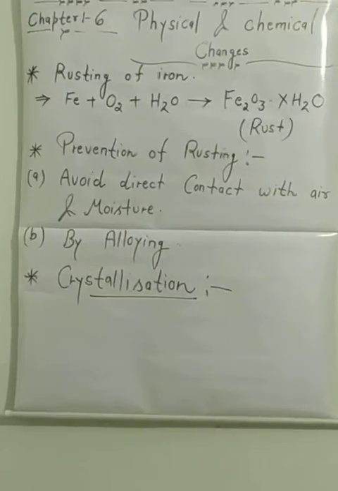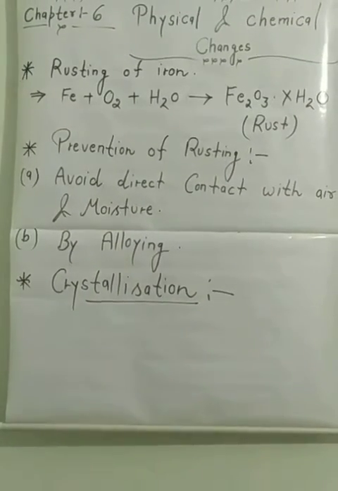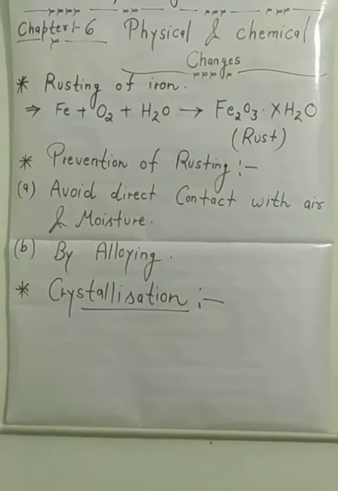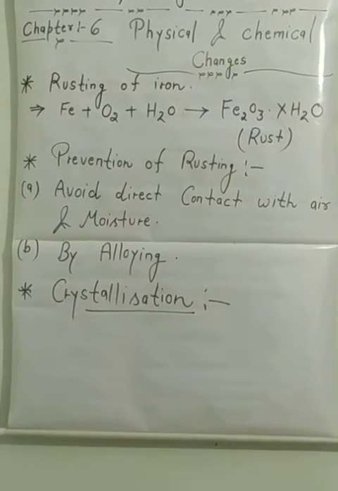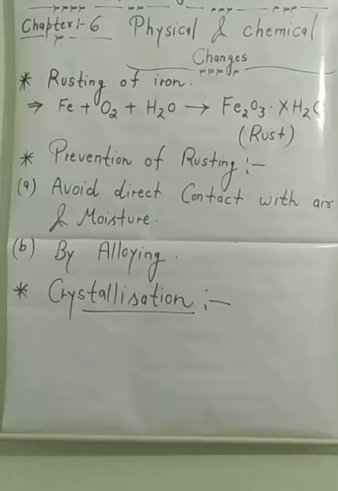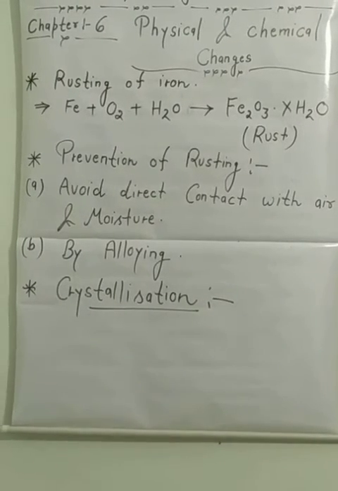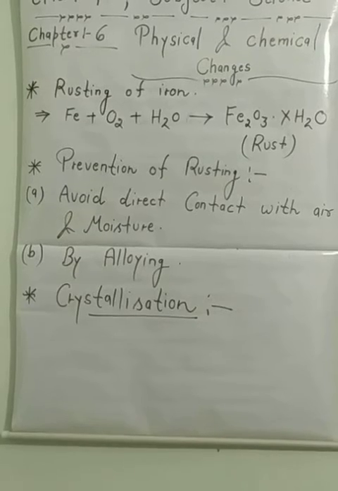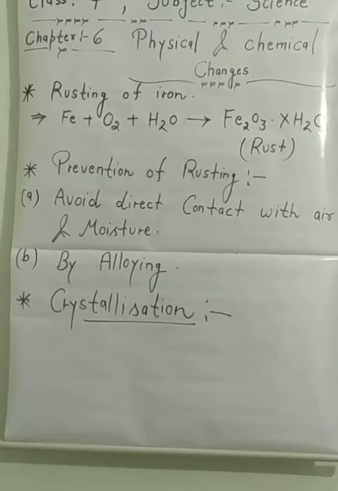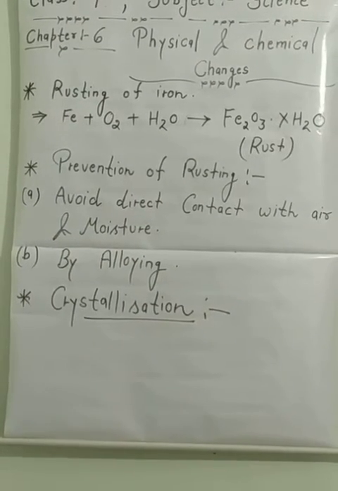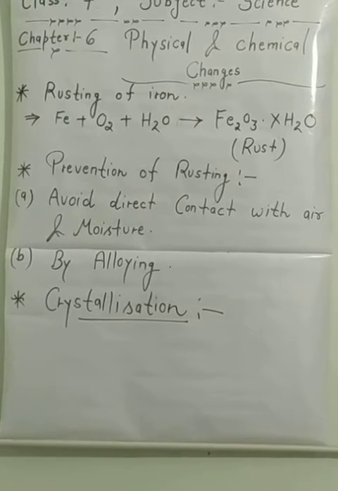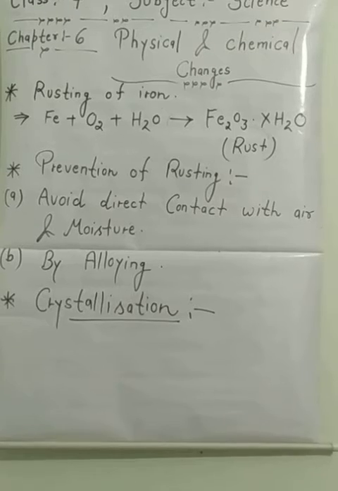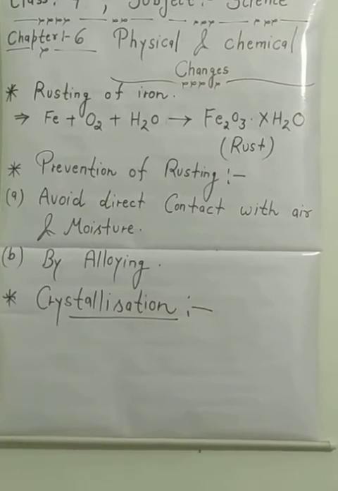Here, with the help of an equation you can understand. Firstly, Fe for iron plus oxygen plus water, means both things are very important. Neither oxygen nor water will react separately and form rust. They both are very important for the rusting process. So here you can see Fe plus O2 plus H2O, means when iron comes in contact with oxygen and water, it will form rust.